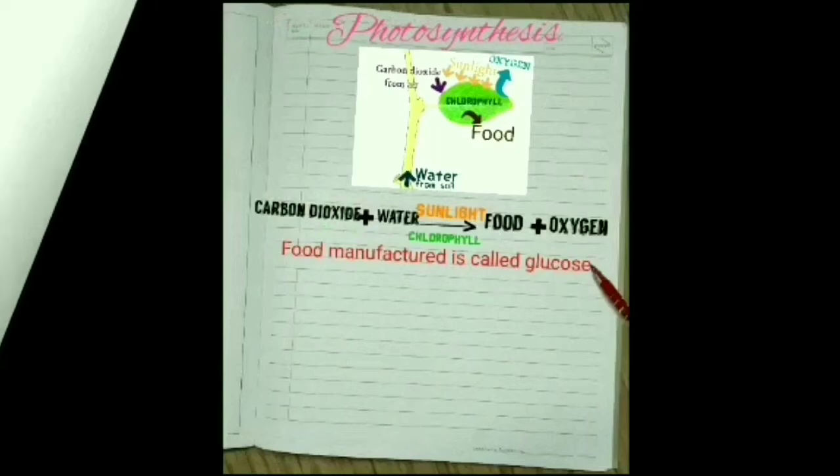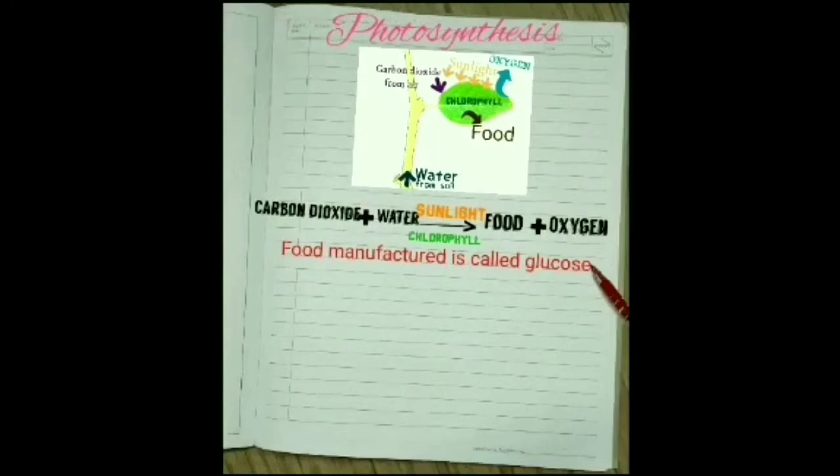The word equation for photosynthesis: carbon dioxide plus water gives food plus oxygen. This happens in presence of sunlight and chlorophyll. Now, food manufactured here is called glucose.